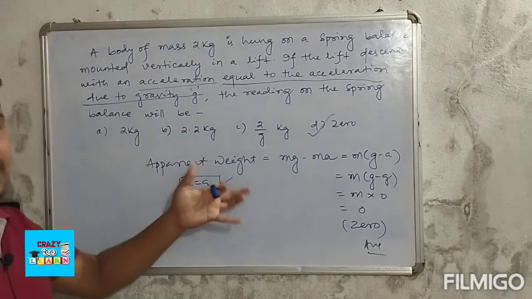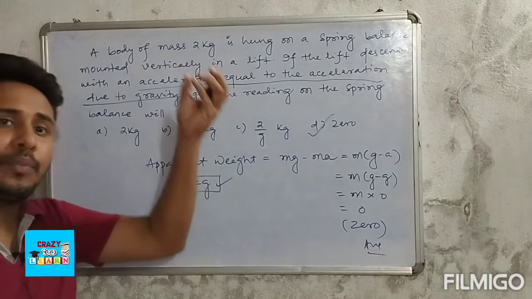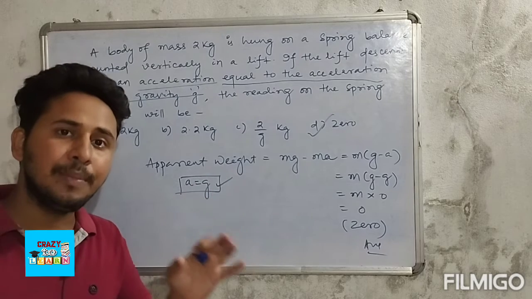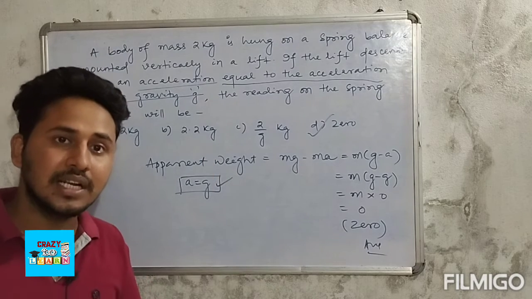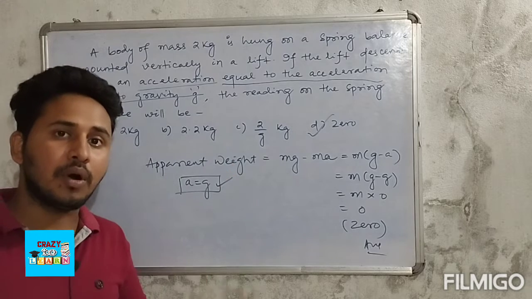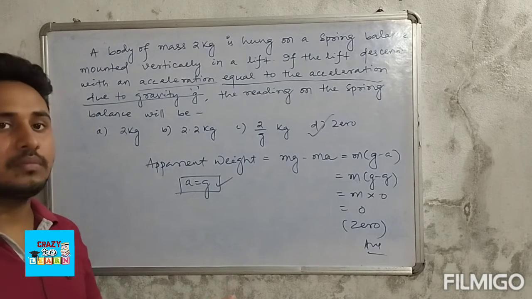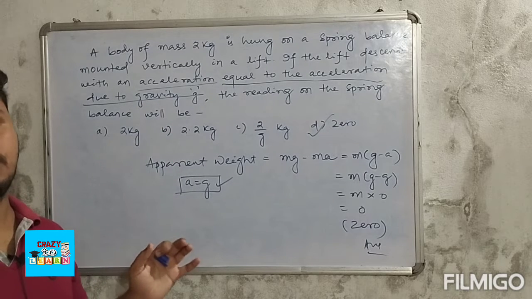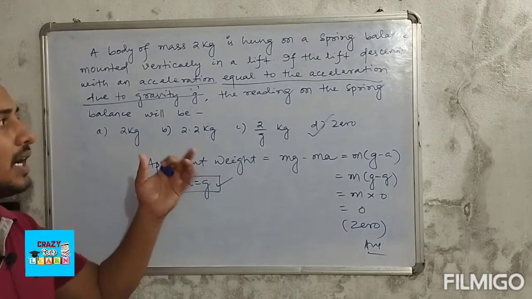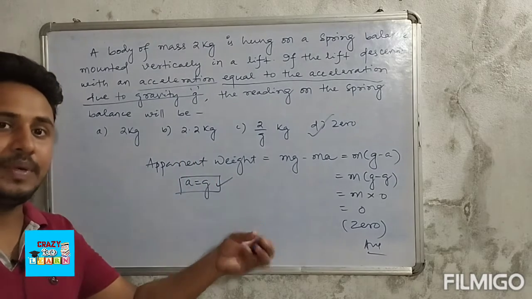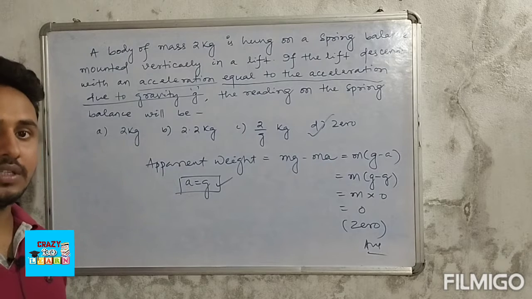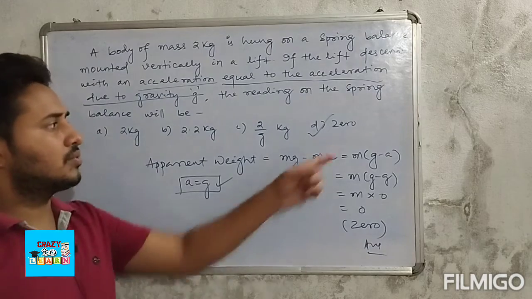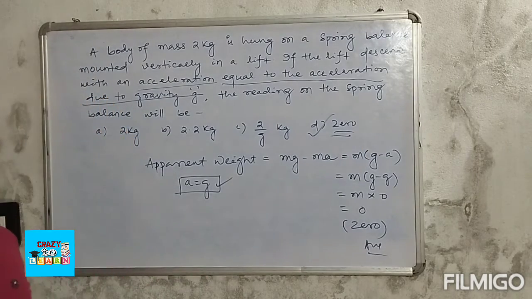Otherwise, without any calculation, you can directly say that when a body is accelerating downward equal to the acceleration due to gravity, it is the case of free fall. In the case of free fall, the weight of the body we will take as 0, and the acceleration is equal to the acceleration due to gravity, 9.8 meter per second square. So without any calculation we can directly choose option D. Okay, clear?